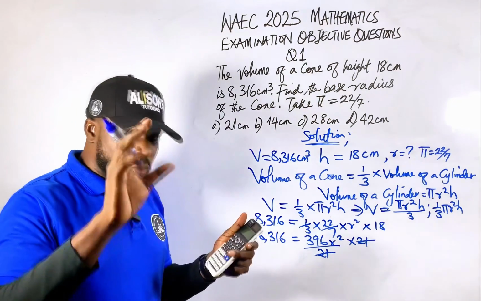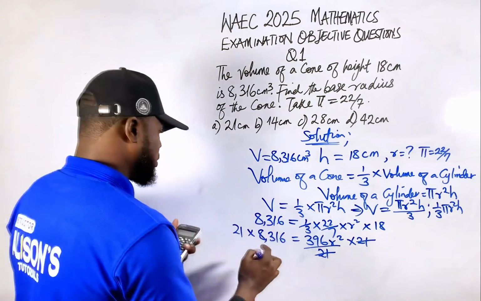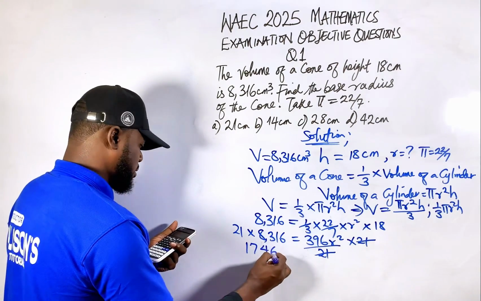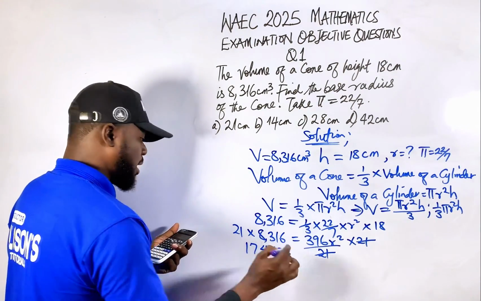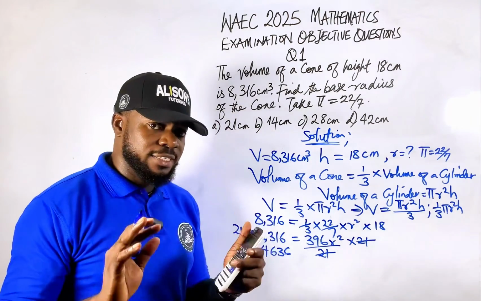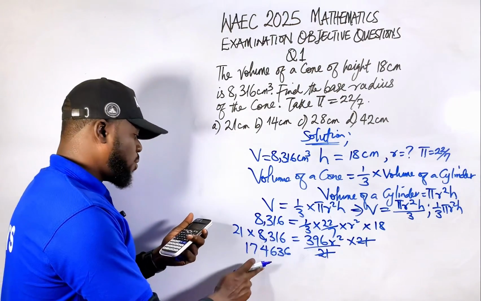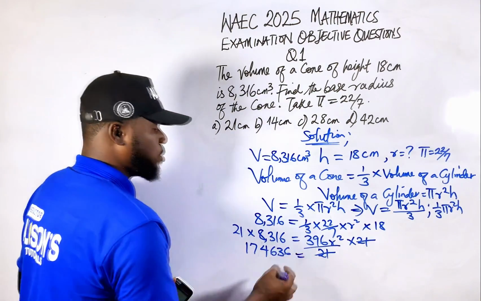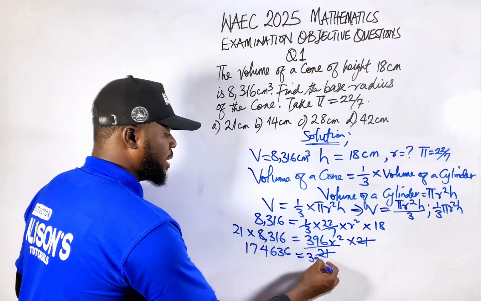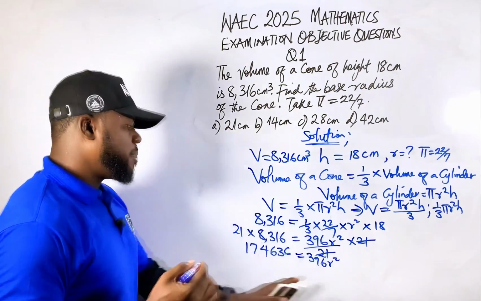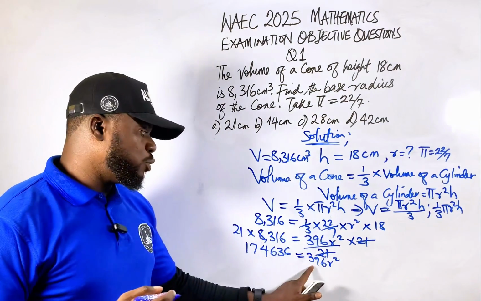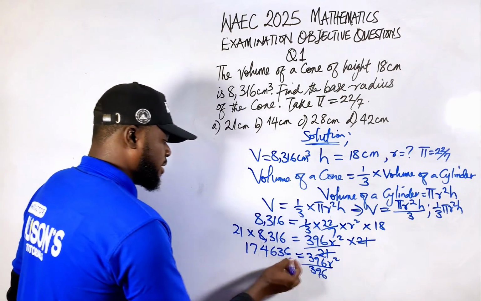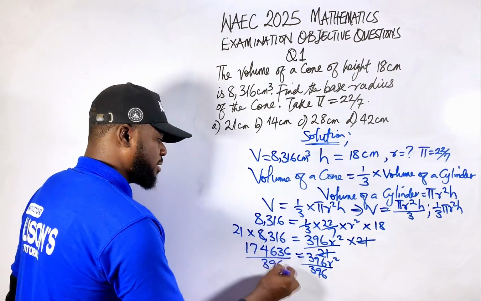I use a calculator because they allow calculator in WAEC. Now let me use the calculator, make it fast. 174,636. Check what you get. So now 174,636 is equal to 396 r squared. Remember we define this r, and anything close to r, we bring it out. Divide both sides by 396.